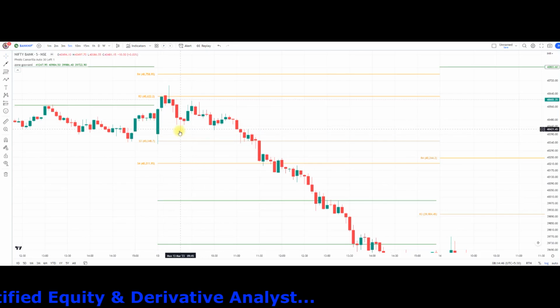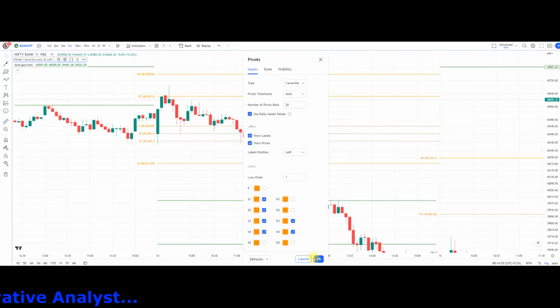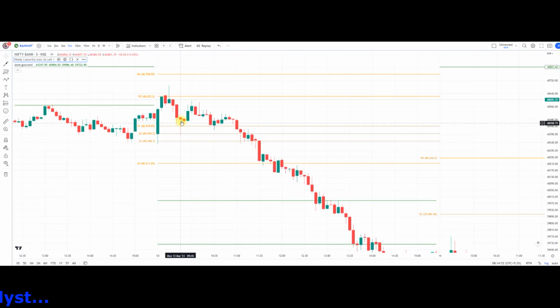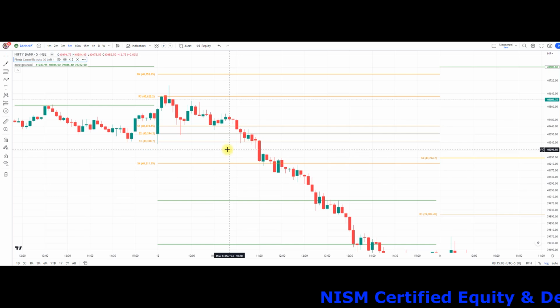So here this green candle should have touched the S2. I will plot the S2 and S1 here. So we can see here this red candle touched the S2. So here is a place where we will be booking the first profits. Okay, second profits you can book at S3. So between S3 and S4 we are not entering into the short trade or long trade.